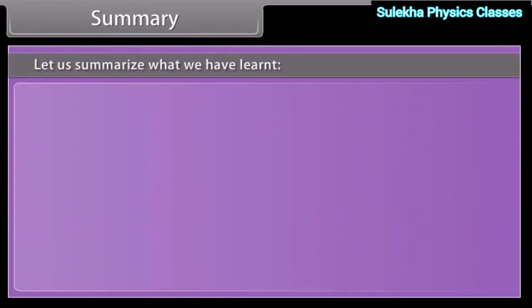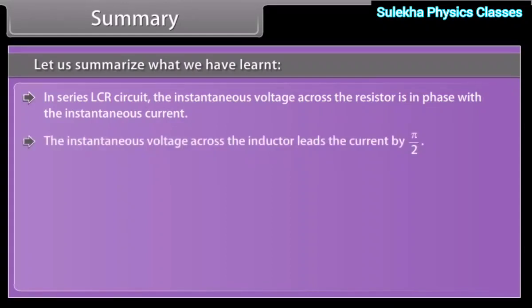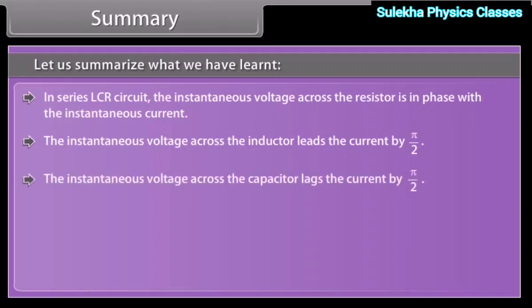Summary. Let us summarize what we have learned. In a series LCR circuit, the instantaneous voltage across the resistor is in phase with the instantaneous current. The instantaneous voltage across the inductor leads the current by pi/2. The instantaneous voltage across the capacitor lags the current by pi/2.